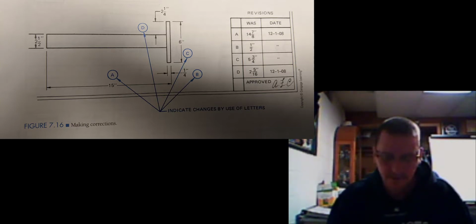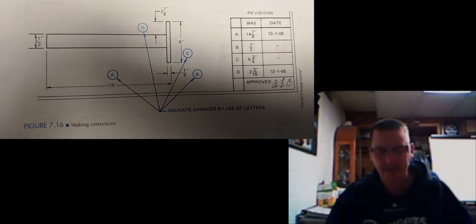When revisions are required due to changes in design, they are often made on the original copy from which the print was made. In some cases, the original size dimension will be removed and the new one substituted. When such a procedure is followed, a listing of the original sizes will usually be made on the drawing, as in figure 7.16.